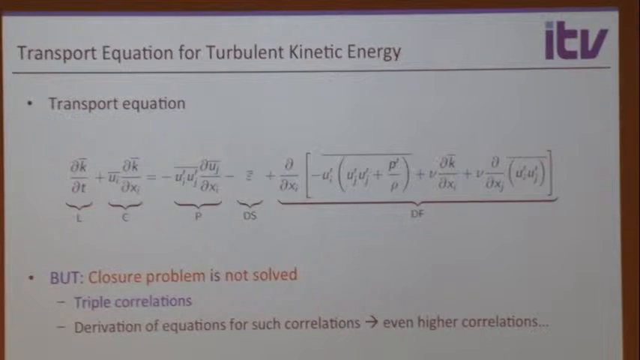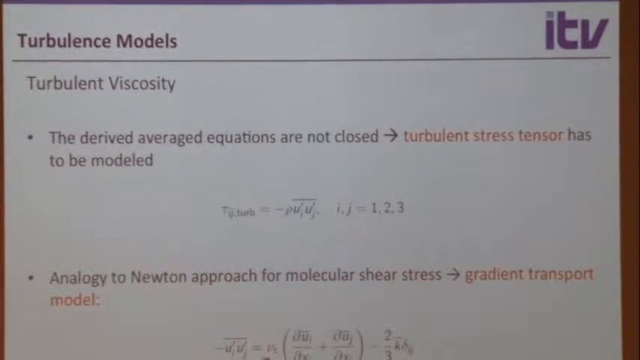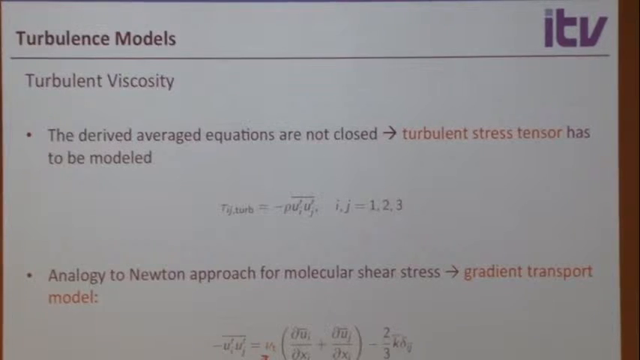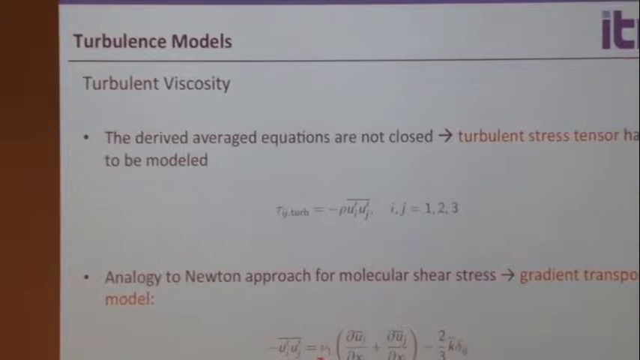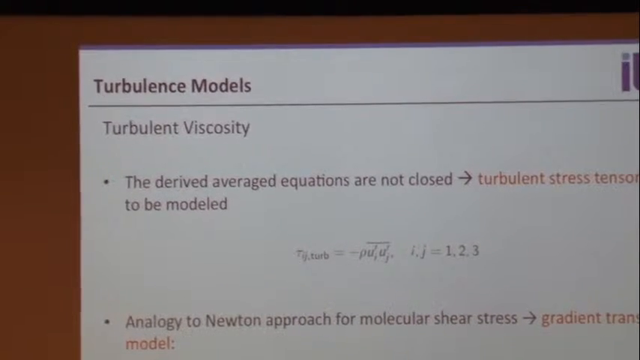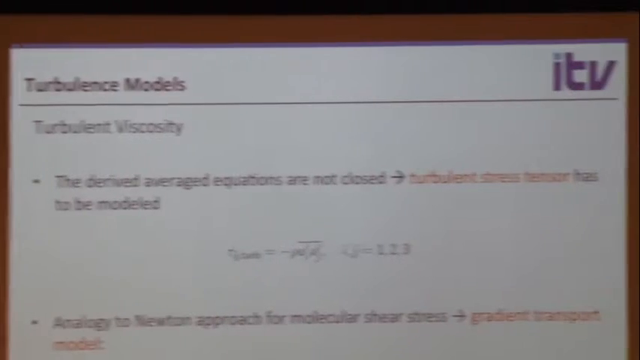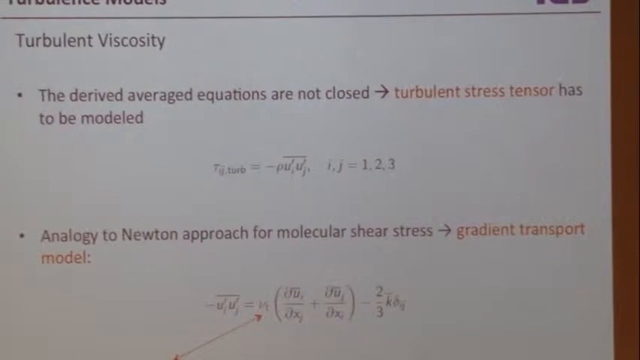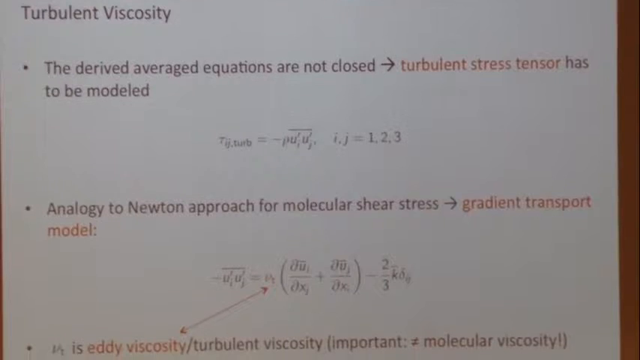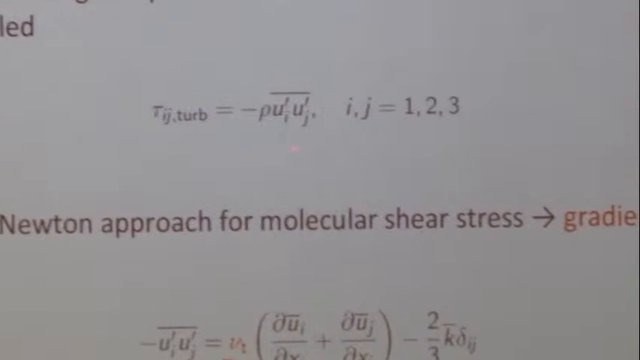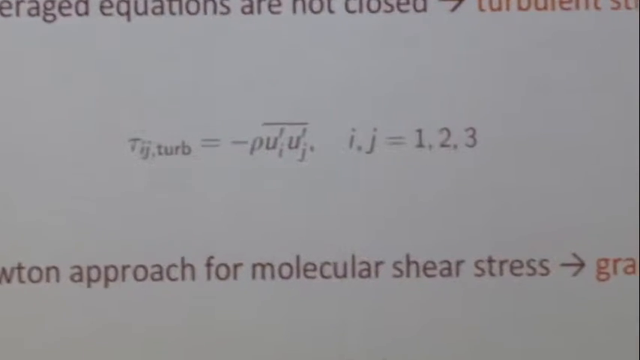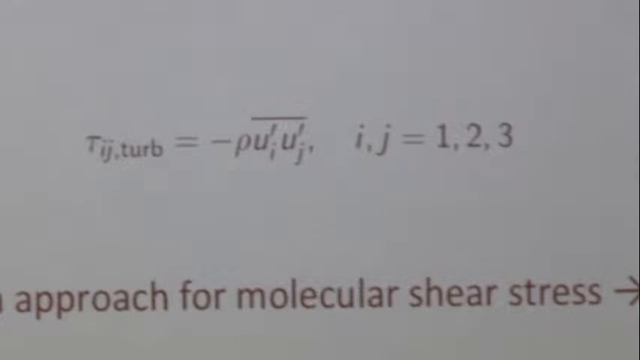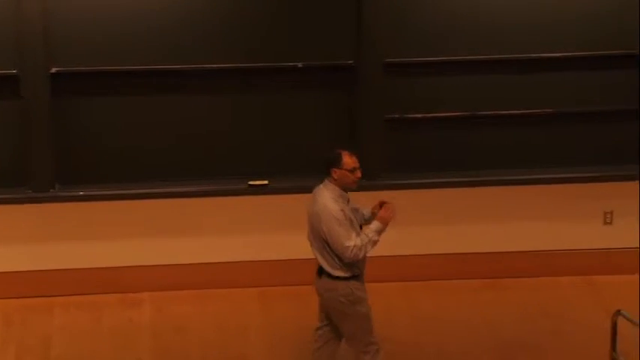Okay, so this is not solved. We want to talk about turbulence models now. There are different models, but the most used is the gradient transport model. That's a very intuitive model and is often used for terms like this. We know this is a turbulent transport. We said last time it has mathematically the exact same form as the molecular transport.